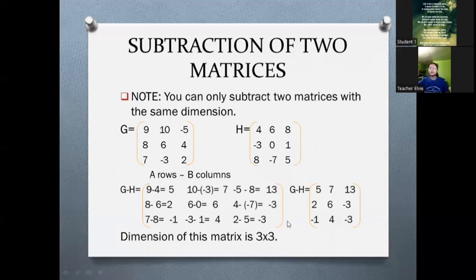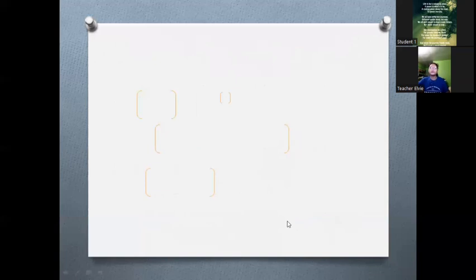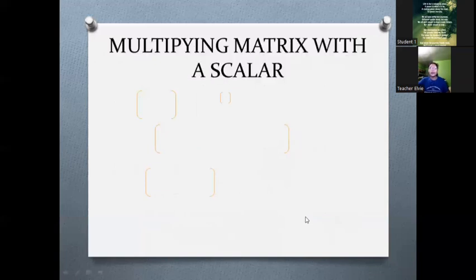Next, we have multiplying a matrix by a scalar. This is an easy one. So, our matrix F is 2 by 3. We have here 2 rows and 3 columns. We will multiply this by the scalar matrix J. A scalar matrix has only one element.